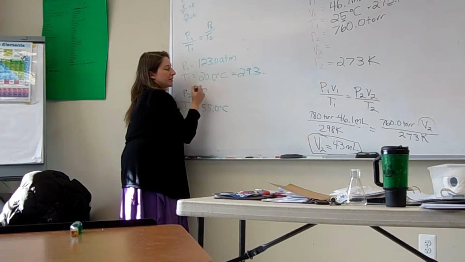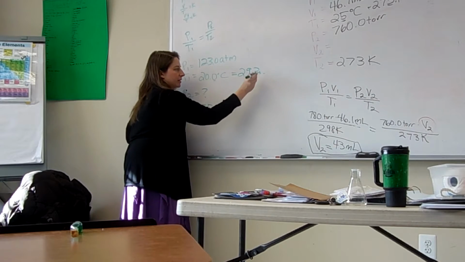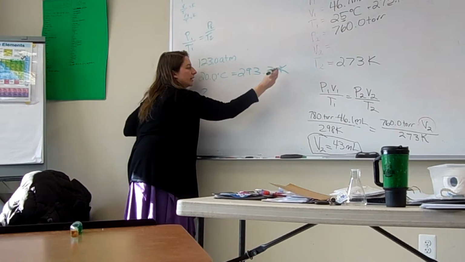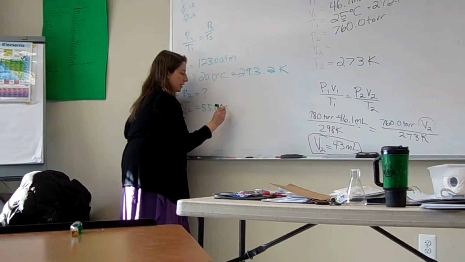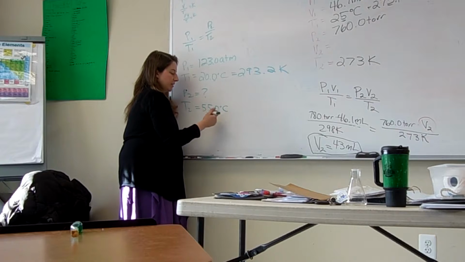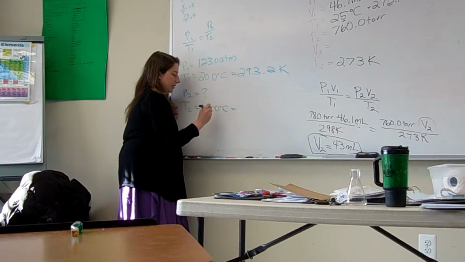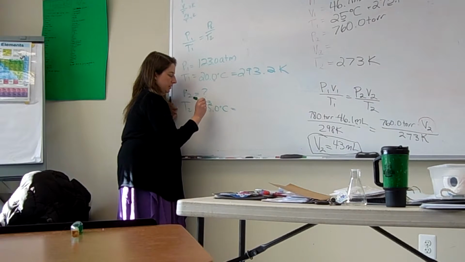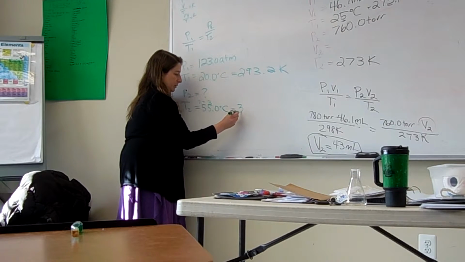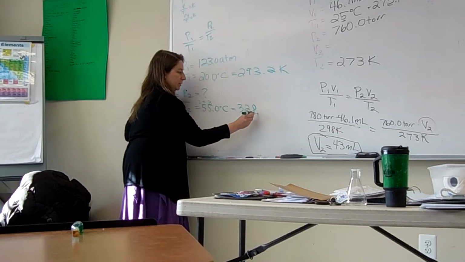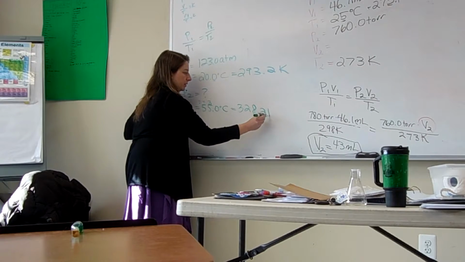And you can only keep to the tenths place when you add. And Kelvin doesn't get a degree sign, it just gets a K. All right, so then if we add 273.15 to 55, what do we get? 328.